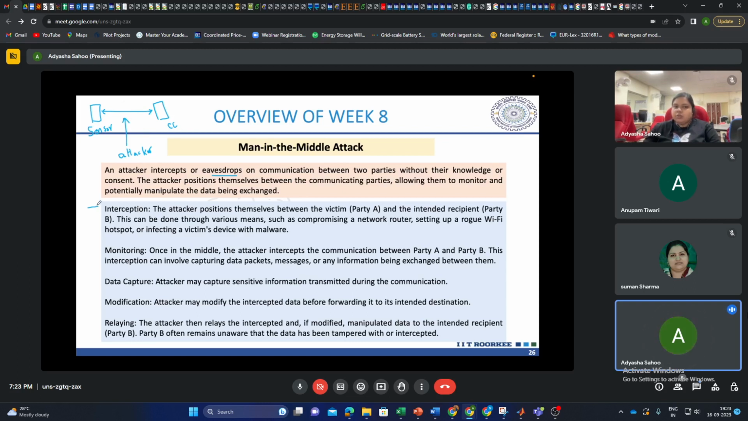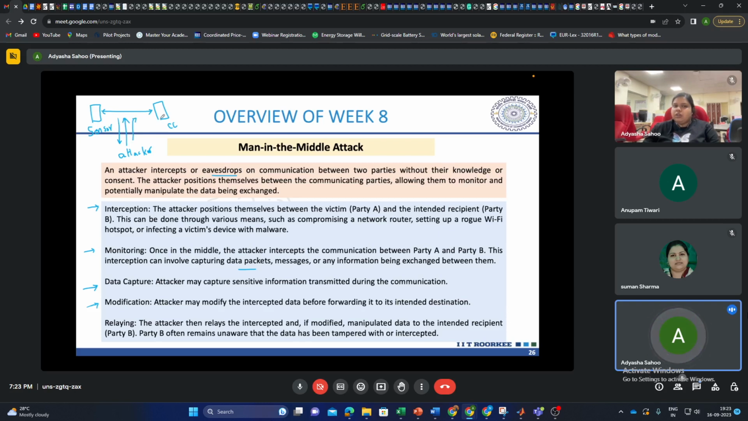So basically first is the interception. The attacker will position itself between both the parties. For that reason it is known as man in the middle type. And then it will monitor. Once the attacker has intercepted between both the parties, it will try to listen to their conversations, basically from the data packets or messages or information. Once it starts to monitor, it will capture the information from here and then modify this data. Basically it will take data from here, modify it and give it to the control center.